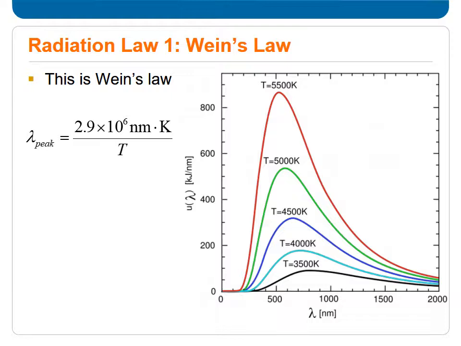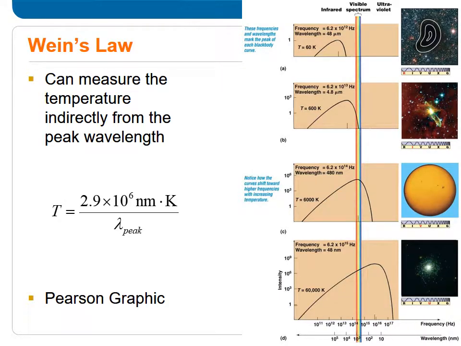radiation from the object is greatest is related to its temperature. In this particular equation, wavelength is measured in nanometers and temperature is measured in Kelvin. 1 nanometer is 10 to the minus 9 meters, or 1/1,000,000,000th of a meter. Wien's law enables us to estimate the temperature from the peak wavelength of a celestial entity.